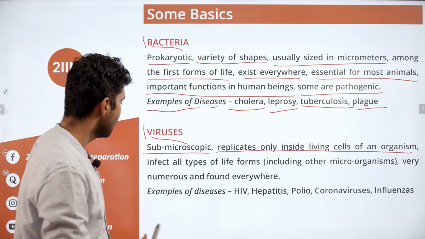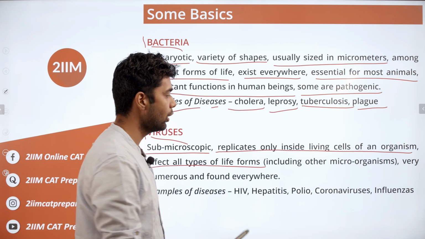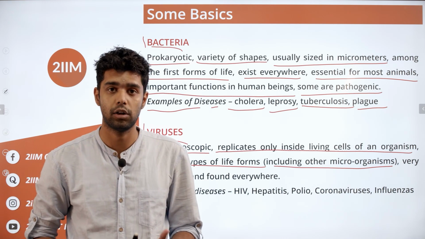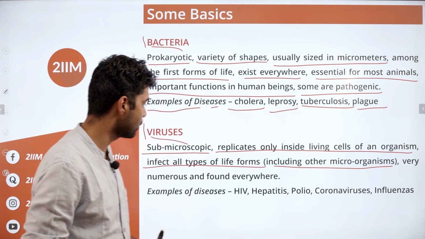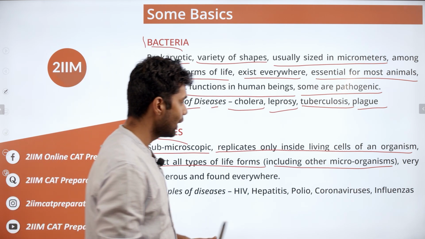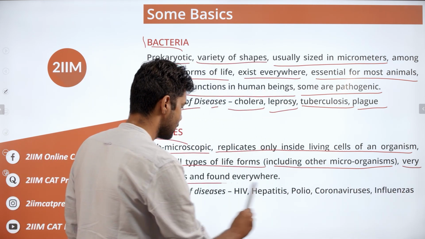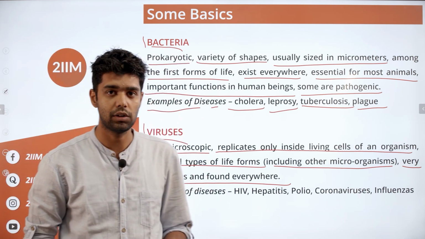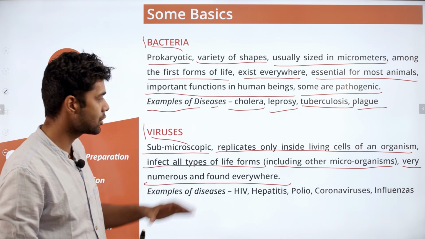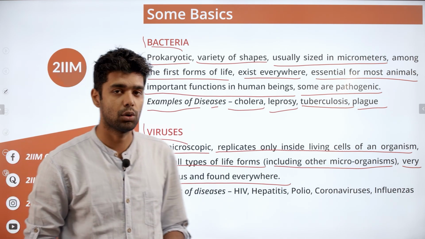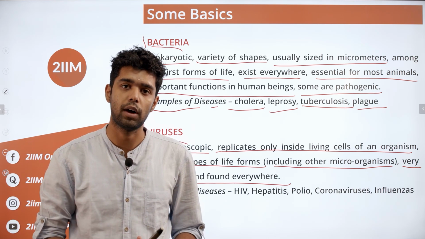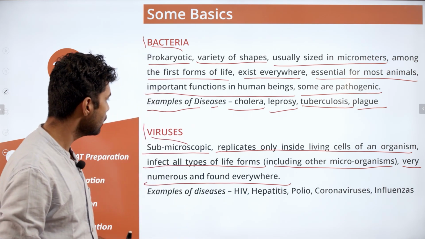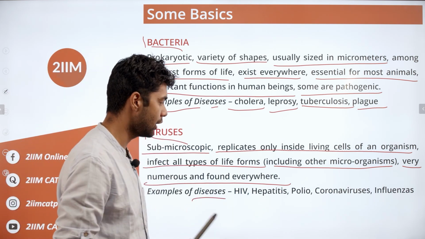They infect all types of life forms, including other microorganisms. You might have heard of a particular virus called bacteriophage, which specifically targets bacteria. They are very numerous. They are found just about everywhere, similar to bacteria. Both of these microorganisms have been very successful over the years, and they are just about everywhere. So it should come as no surprise that there are some types of viruses and bacteria for which we do not really have immunity. Obviously that causes some sort of disease.